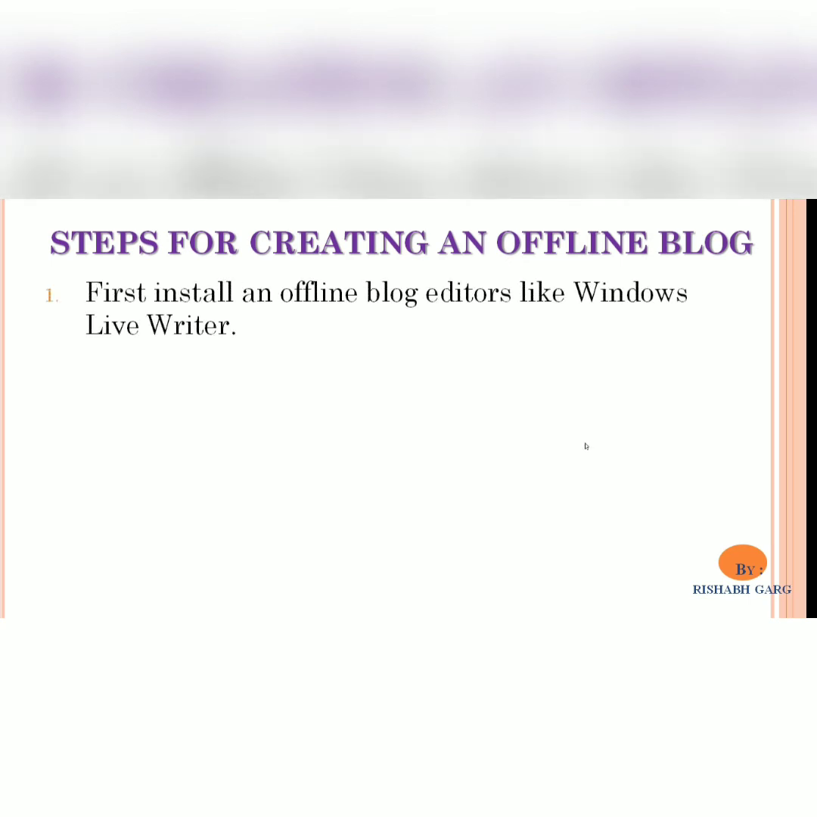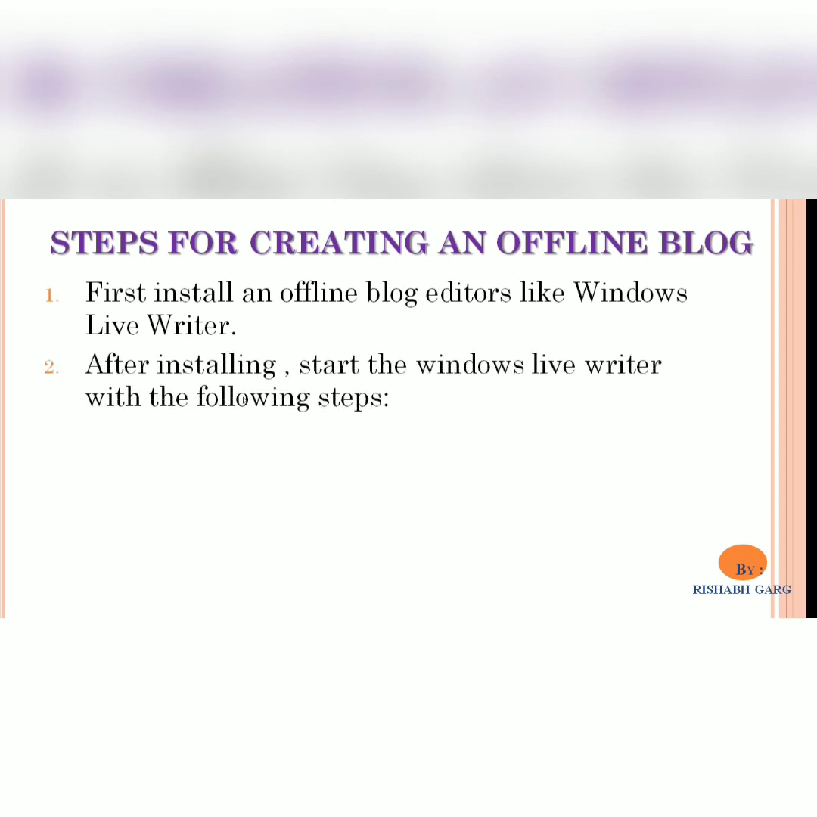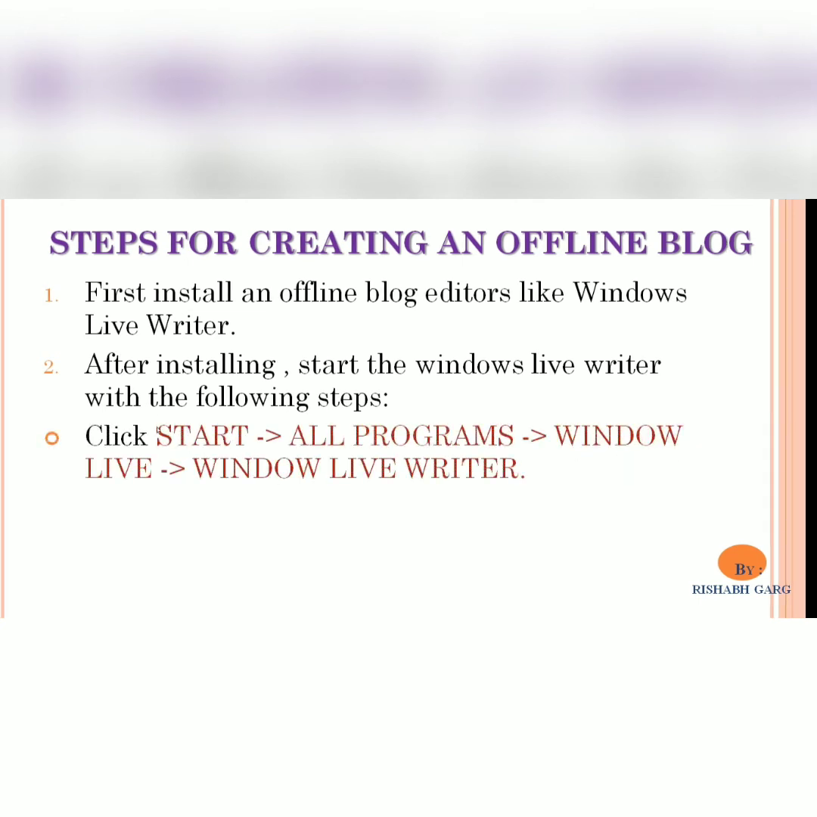First, install an offline blog editor like Windows Live Writer. After installing, start the Windows Live Writer with the following steps. First, click on the Start button. After that, click on All Programs. After that, click on the Windows Live option. And at last, click on the Windows Live Writer option.